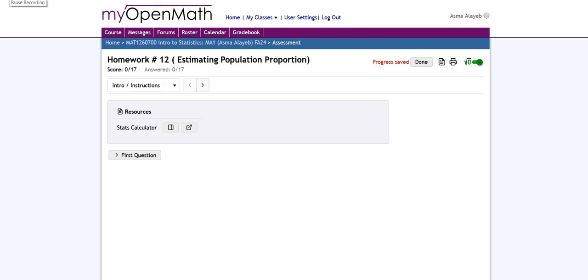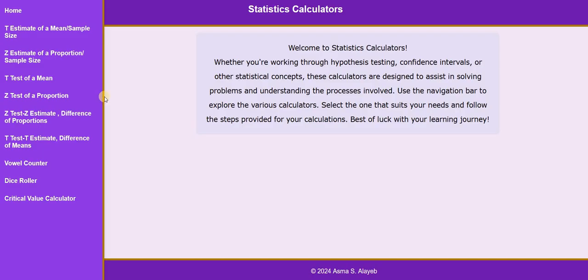Hello students, I'm going to use this video to show you how to use the SATS calculator attached to your homework as resources in order to solve the questions on homework number 12. So when you open homework 12 from the platform, you're going to see a link to the calculator that you can use. So I'm going to open that and this page is going to pop up.